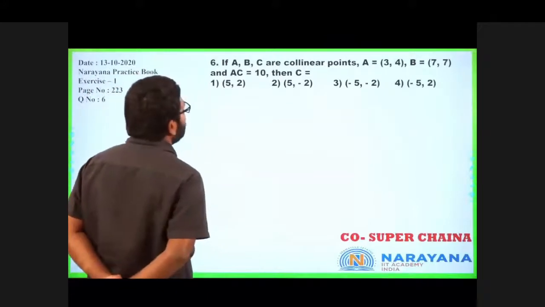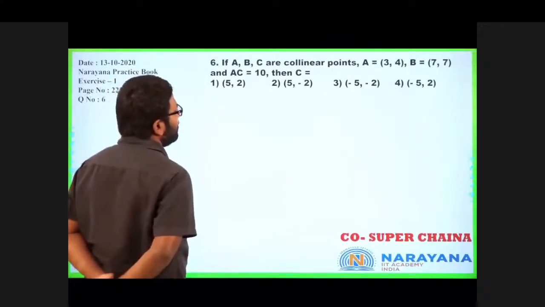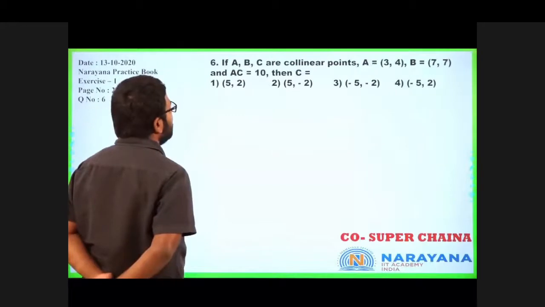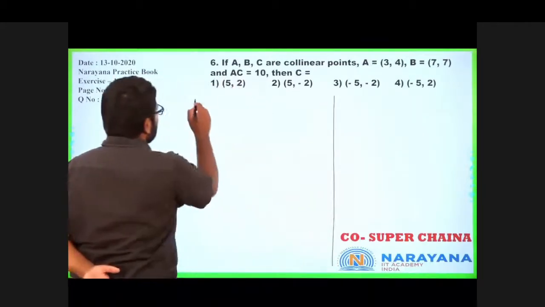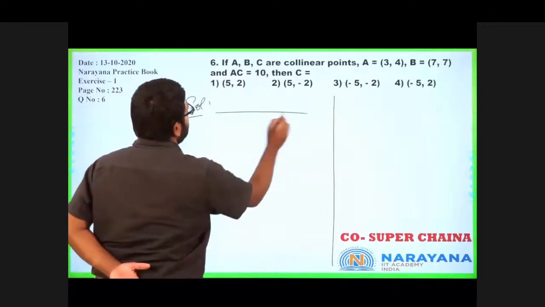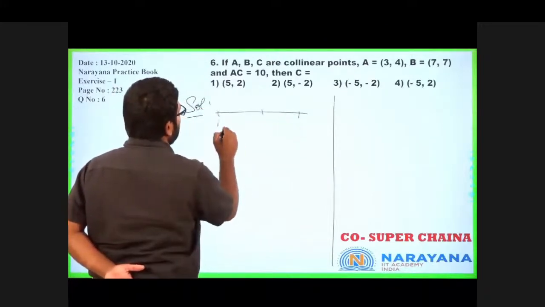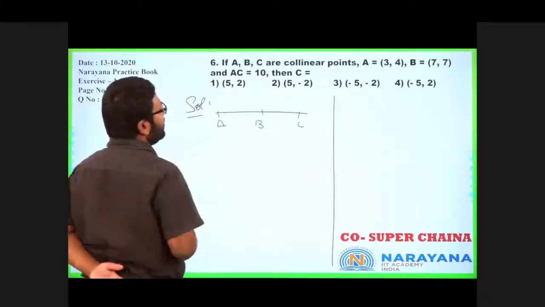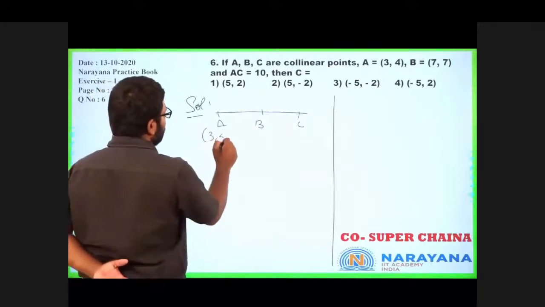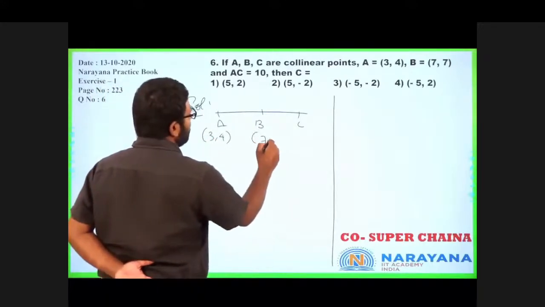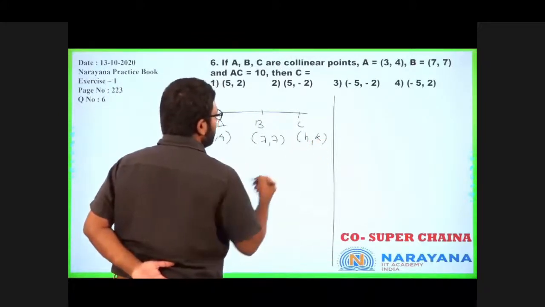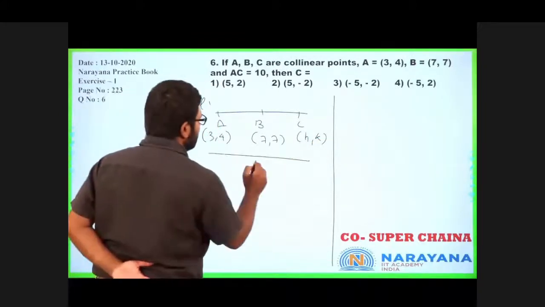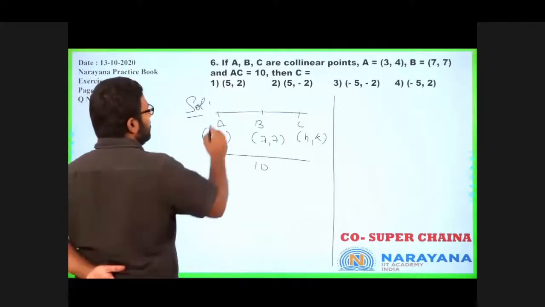If A, B, C are collinear points, A is equal to (3, 4), B equal to (7, 7), and AC equal to 10, then C is what? Alright. So it is given that A, B, C are collinear. A is (3, 4), B is (7, 7). C we don't know, so call C as (h, k), and AC is equal to 10, right?